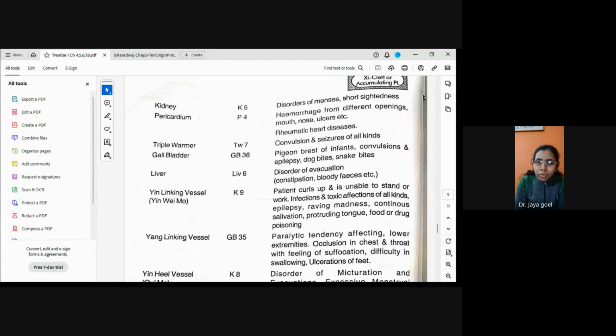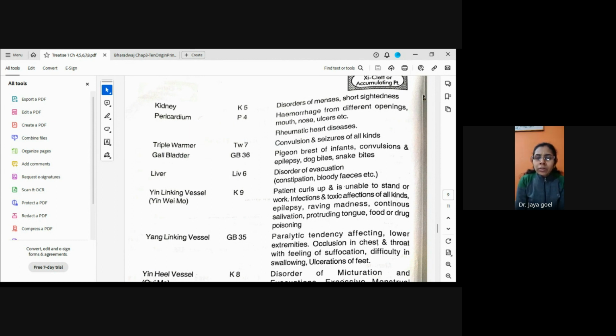Convulsion or spasms of all types, any type of spasm, is treated by TW7. Gallbladder 36, GB36, is used to treat pigeon chest of infants. Pigeon chest means the chest looks a little bit like a pigeon's chest, slightly swollen up like this. Pigeon breast or chest of the infant, convulsion, epilepsy, dog bite and snake bite are all treated on GB36.